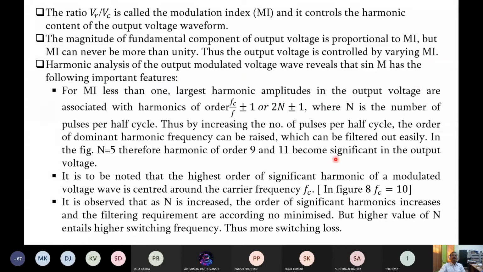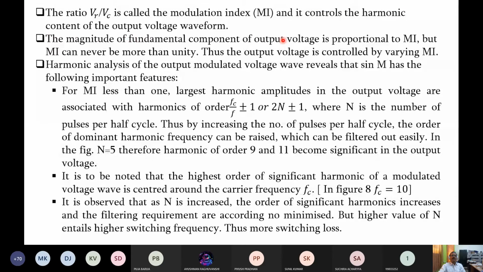A few points you note down here. The ratio of VR by VC, where VR is the magnitude of the reference wave relative to the magnitude of the carrier wave, is called the modulation index. And it controls the harmonic content of the output voltage waveform. This magnitude controls the harmonic content of the output voltage.